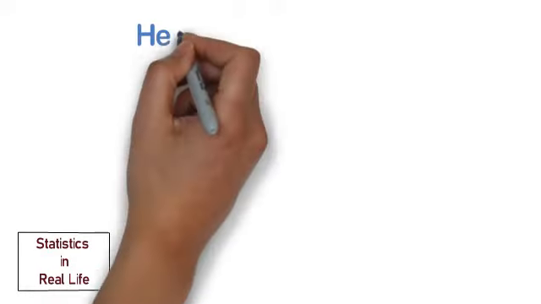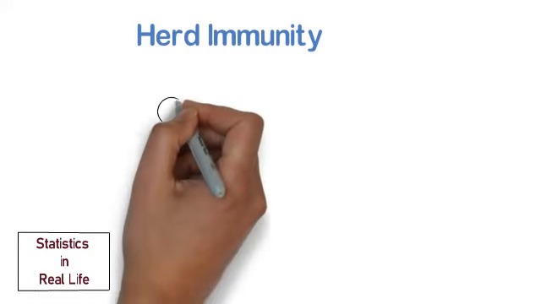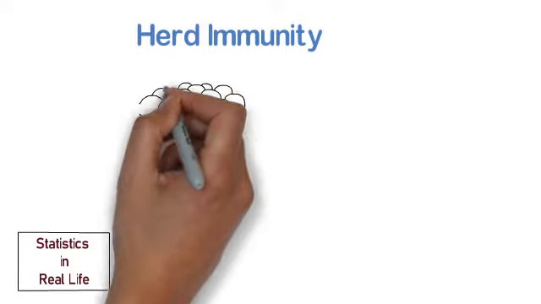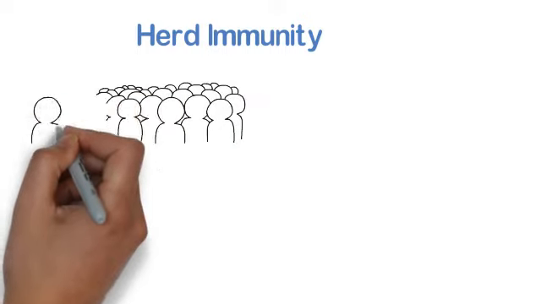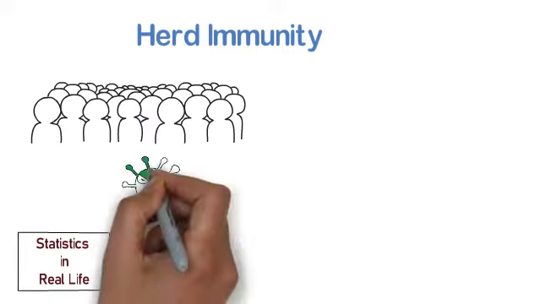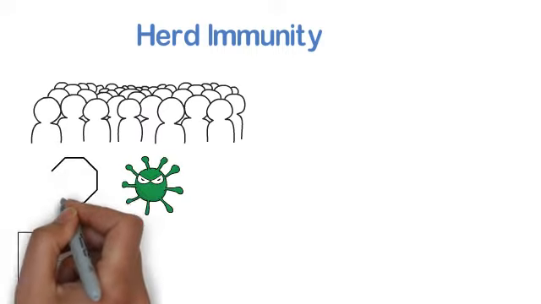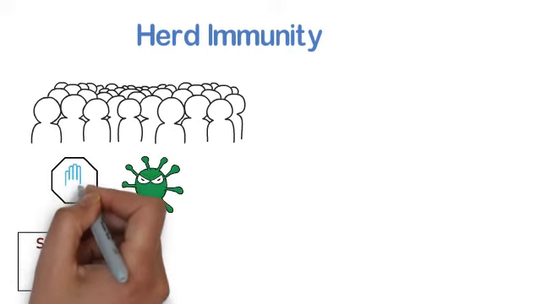You probably heard the term herd immunity used in the COVID-19 pandemic. What is herd immunity? It means when most of the population is immune to an infectious disease, this provides indirect protection, or herd immunity, to those who are not immune to the disease.